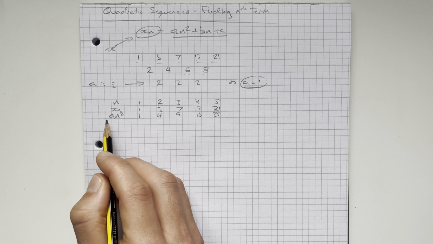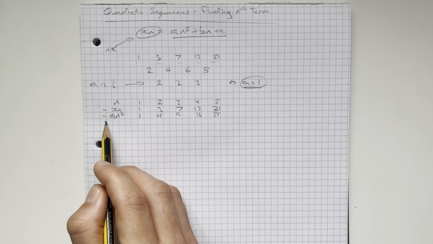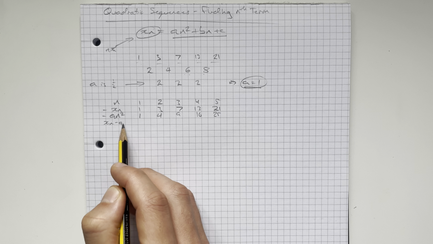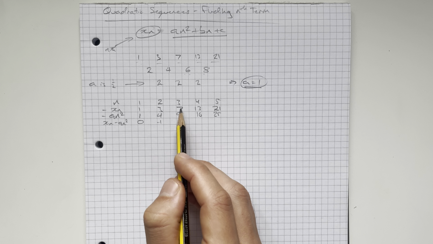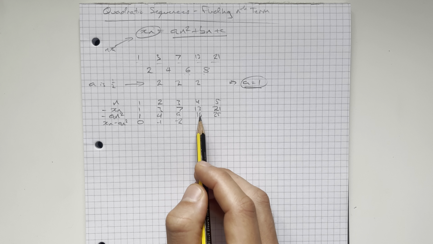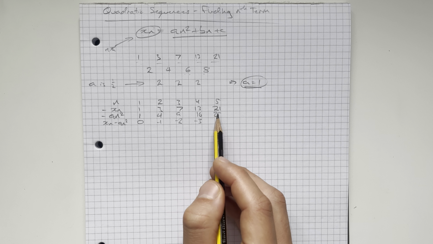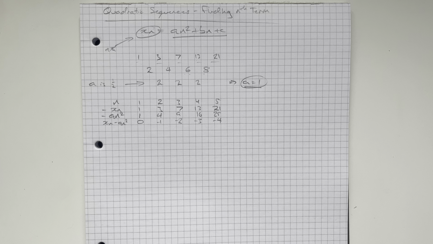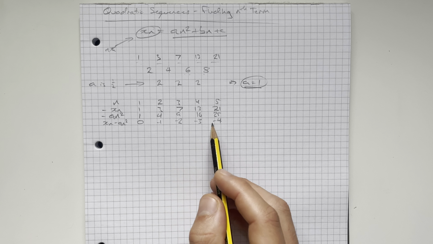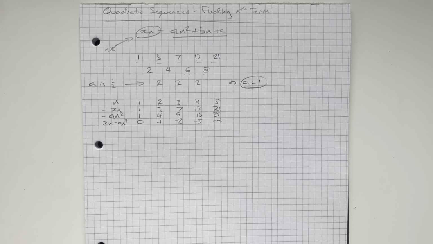The final row then is we're going to take this row minus this row. So we have x_n minus an². So 1 minus 1 is 0, 3 minus 4 is minus 1, 7 minus 9 is minus 2, 13 minus 16 is minus 3, 21 minus 25 gives minus 4. And what we can see now is we're left with an arithmetic sequence. So a similar form to this one up here, where there's the same common difference. It's going down by 1 every time.